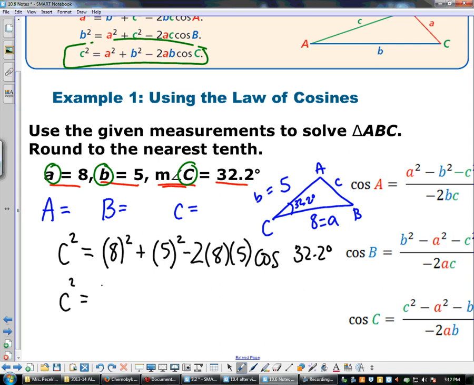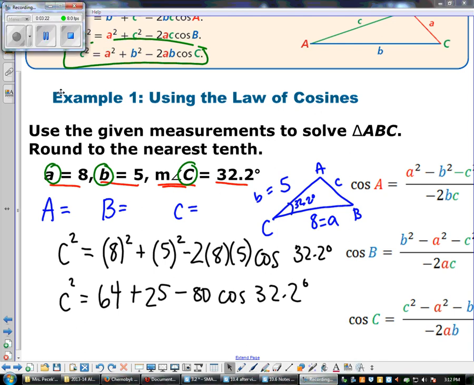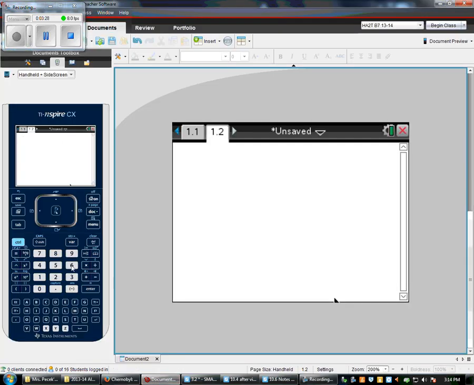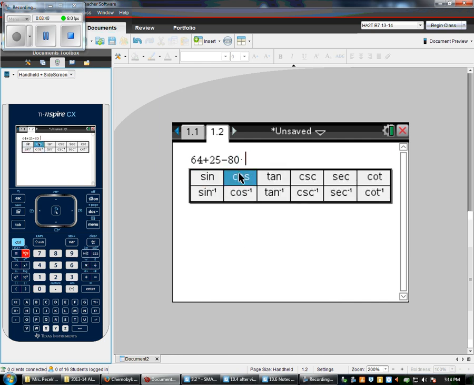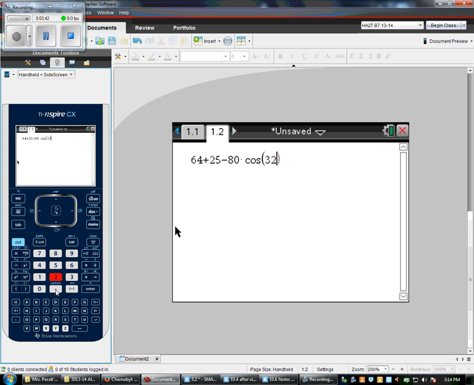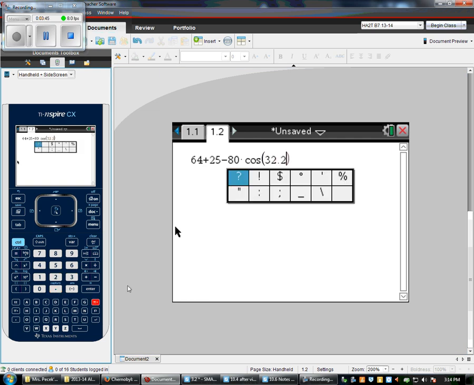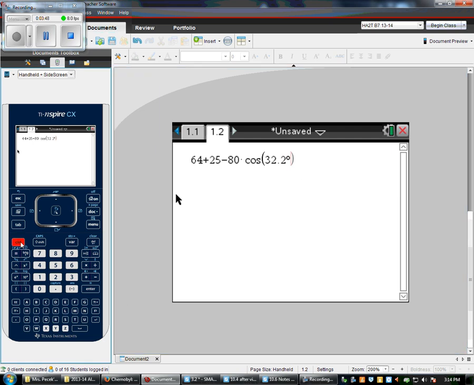So c squared is equal to 64 plus 25 minus 80 cosine of 32.2 degrees. Let's go to our calculator and figure out what value that is. We type in 64 plus 25 minus 80 times the cosine of 32.2 degrees. Remember, it's very important that you make sure you are using the degree symbol. Go ahead and add that in.